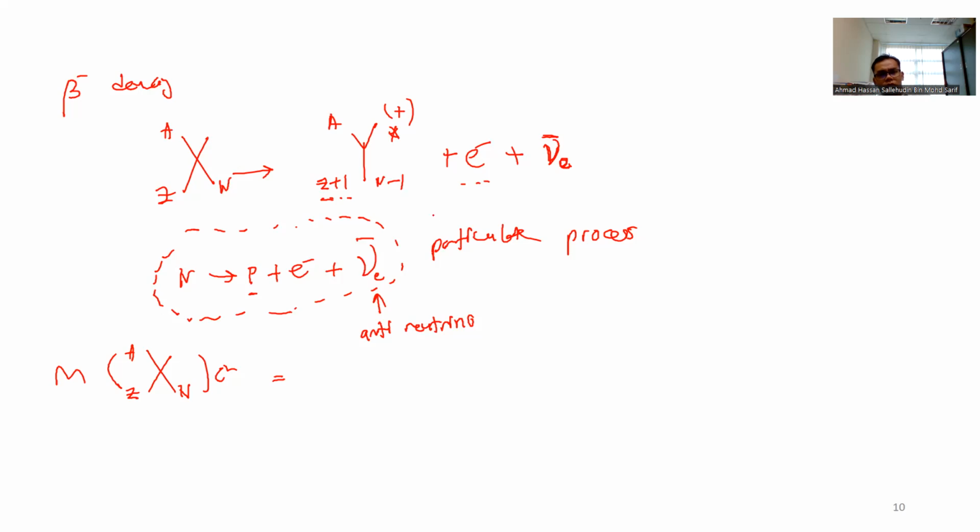So the mass energy of daughter, with +1 charge, c square, plus the mass energy of electron, plus the kinetic energy of the electron, as well as the kinetic energy of the antineutrino, and the mass energy of the antineutrino.